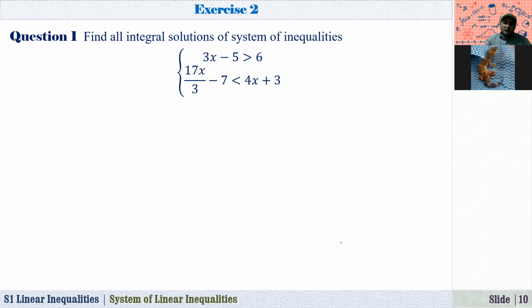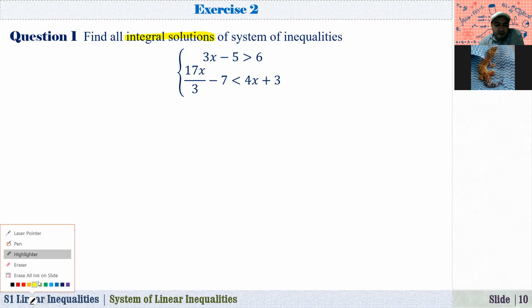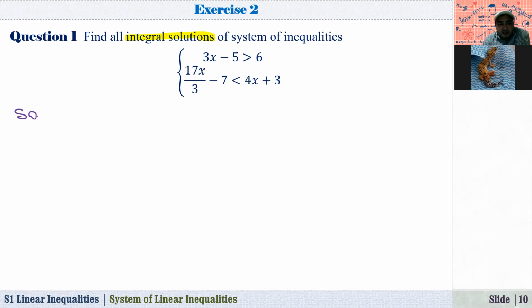So find all integral solutions of the system of inequalities. Okay, so here it says that we need to find the integral solutions, not the real solutions. They should be integral. Still, to do this one, first, of course, we have to solve it. Then after that, we'll just pick up only integral solutions. From this inequality, first, take negative 5 to the right-hand side. So here we have 3x is greater than 6 plus 5, that is 11. And how about the second one?